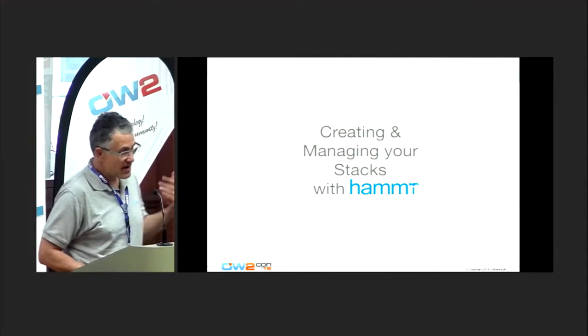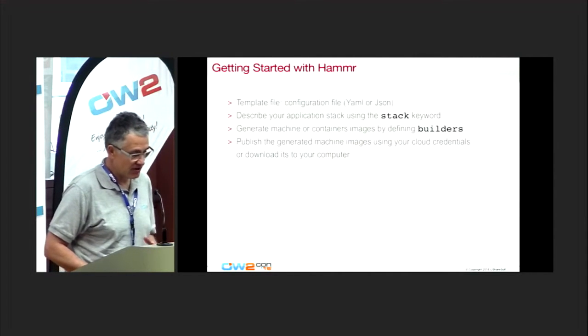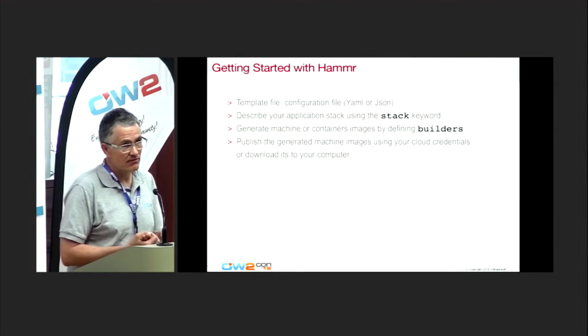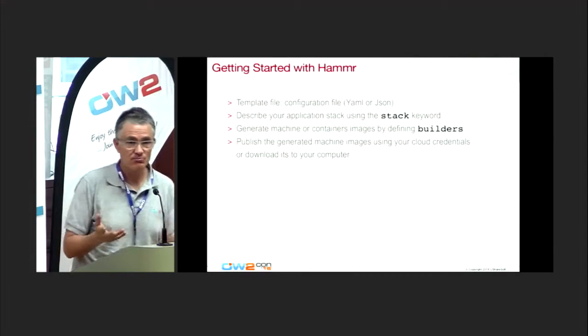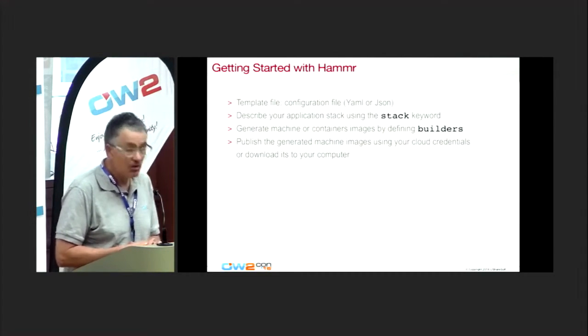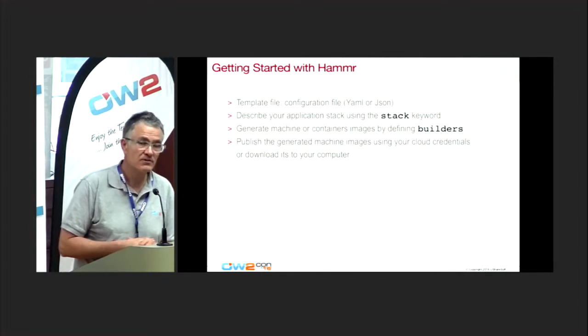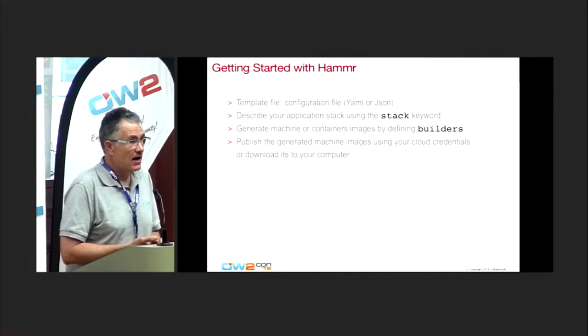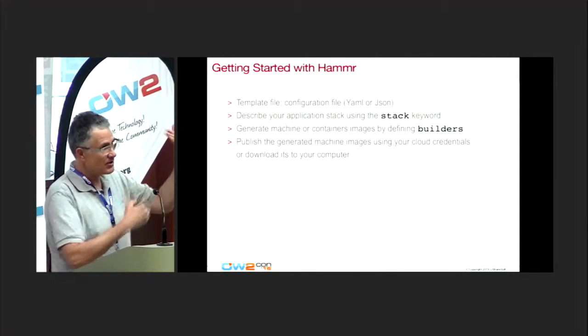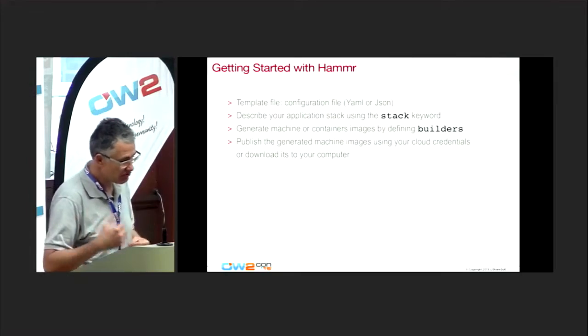So how does it work? How can you create and manage your application stacks with Hammr? You write a template file, which is a configuration file. Part of the novelties since this year, we now offer a YAML syntax as well as JSON. And you have mainly two sections in the file. You have one section which describes your application using the stack keyword. I'll show a quick example later on. You have another section called builders, which allows you to define which type of image you want to generate.